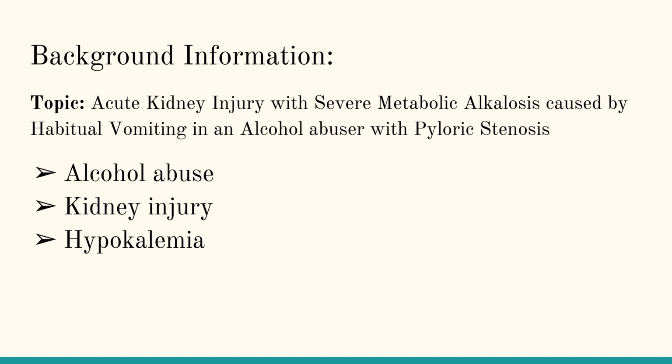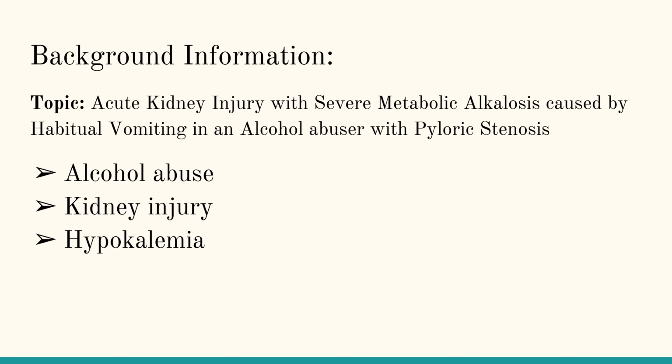So let's talk about the case we're going to talk about today. We're going to talk about a patient that presents with acute kidney injury with severe metabolic alkalosis caused by habitual vomiting in an alcohol abuser with pyloric stenosis. We don't really get into the pyloric stenosis, but that is present in this particular patient.